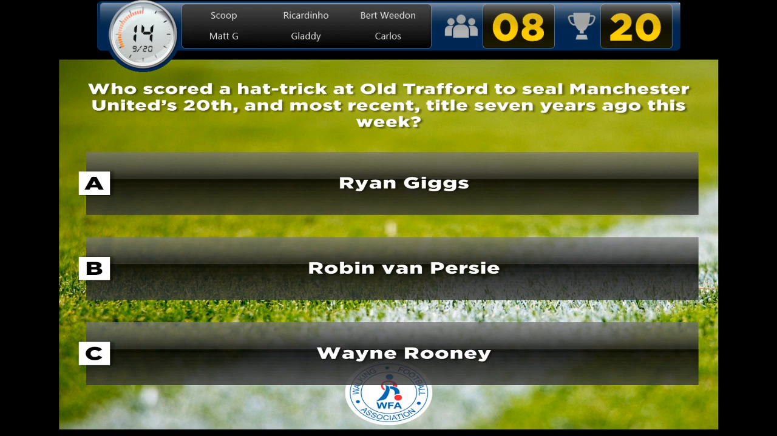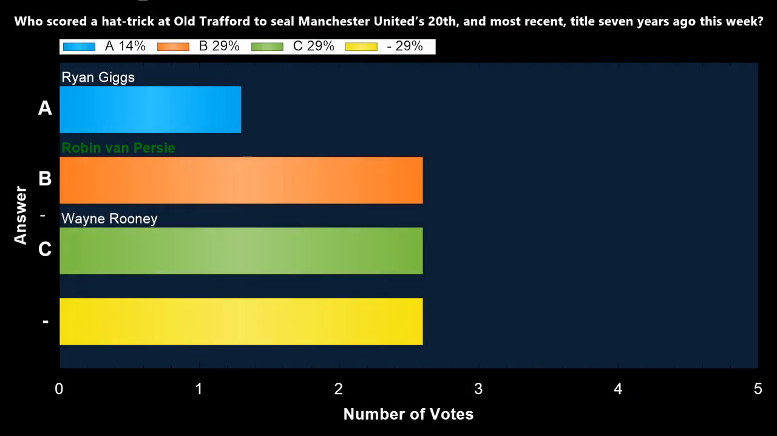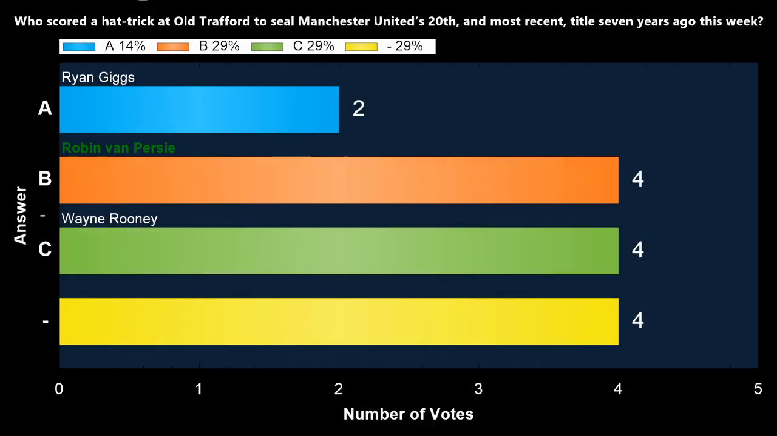15 seconds left. And the answer is Robin van Persie. So 4 of you getting that right. Same number going for Wayne Rooney, and 2 thought it was Ryan Giggs.